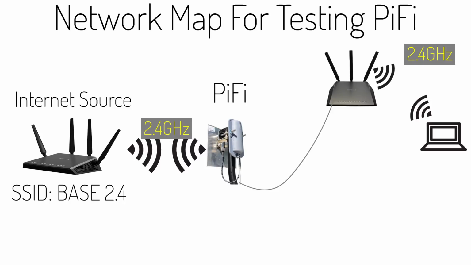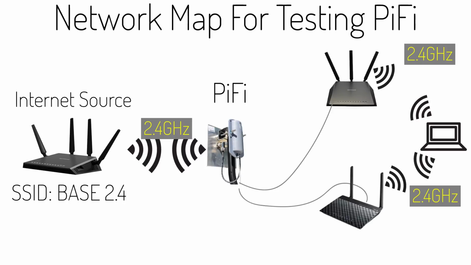First, we're going to check the Pro model, which is our Netgear AC1900, and then we're going to check the recreational model, which is our Asus. And once we're done with 2.4, we're going to test on 5 gigahertz between the laptop and the Pro model Netgear, which is dual band compatible. Everything on this network will be on 5 gigahertz, but the PiFi and the base station will still be communicating on 2.4.